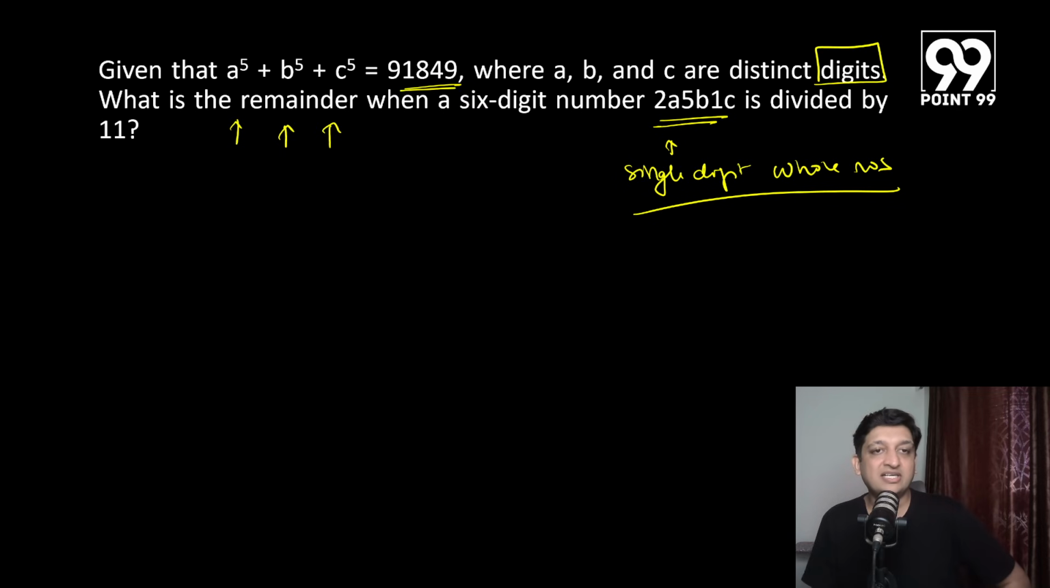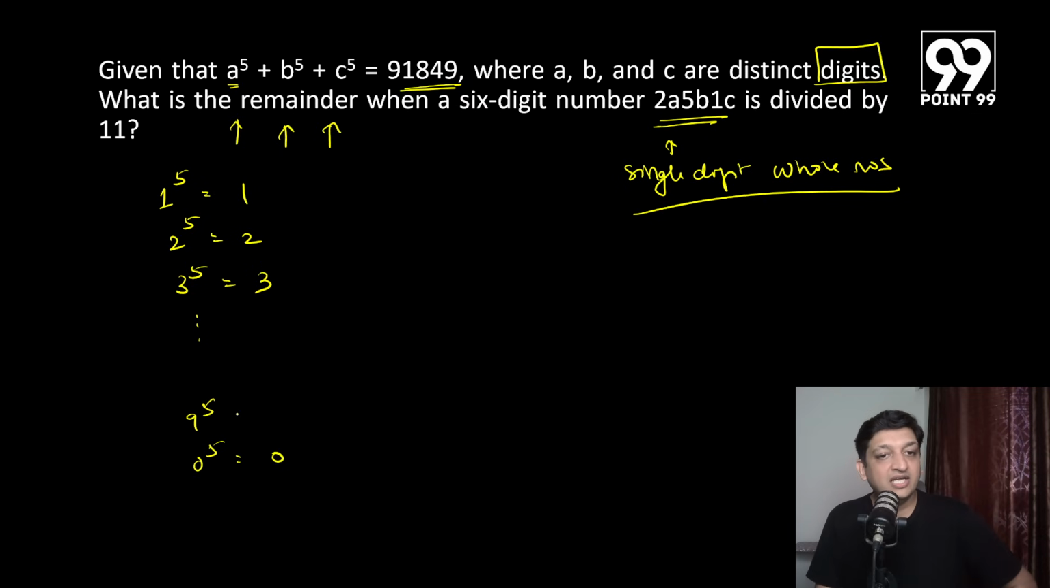Now that is what you have to understand. So any number raised to 5, 1 raised to 5 will end in a 1, 2 raised to 5 will end in a 2, 3 raised to 5 will end in a 3, and so on, till you reach 9 raised to 5 or even 0 raised to 5 for that matter, which will end in a 0. 9 raised to 5 will end in a 9. This is what we have got now.